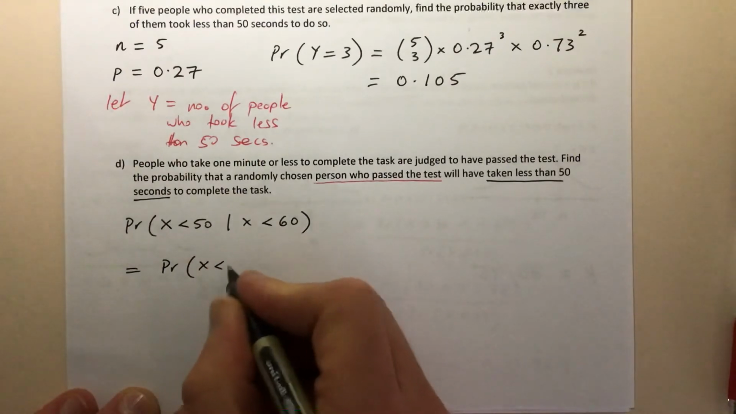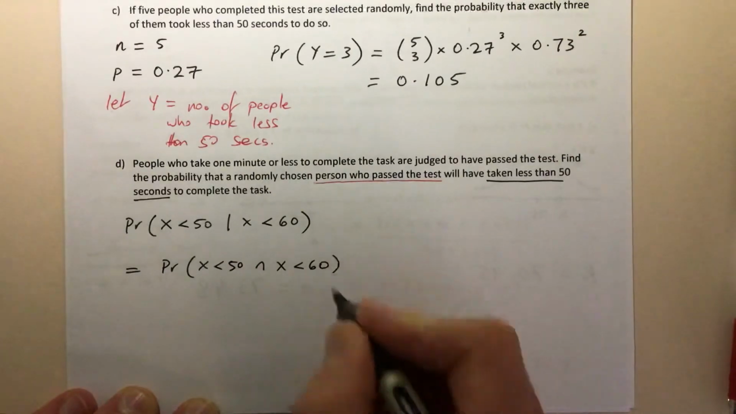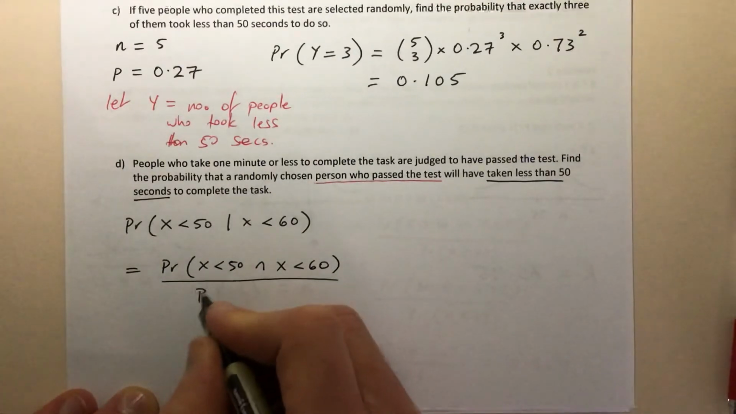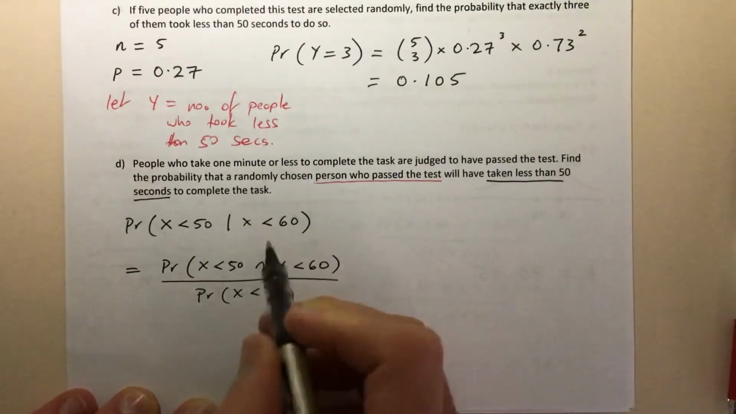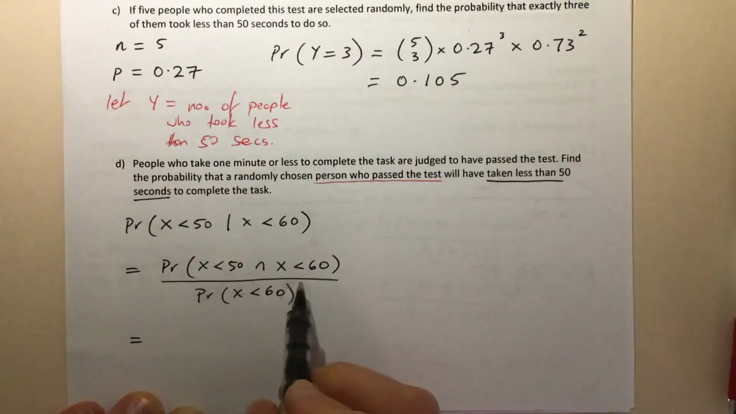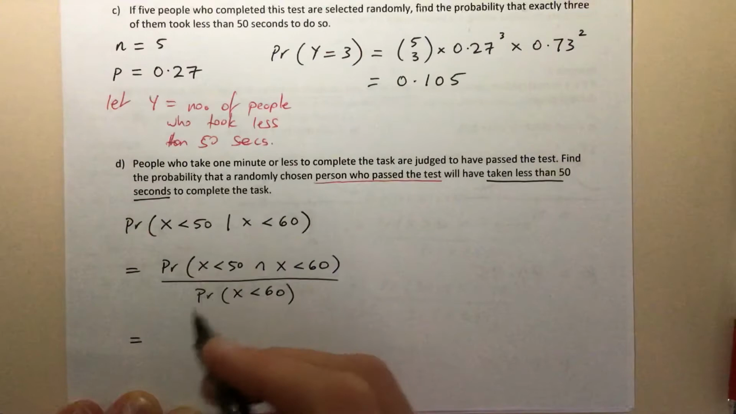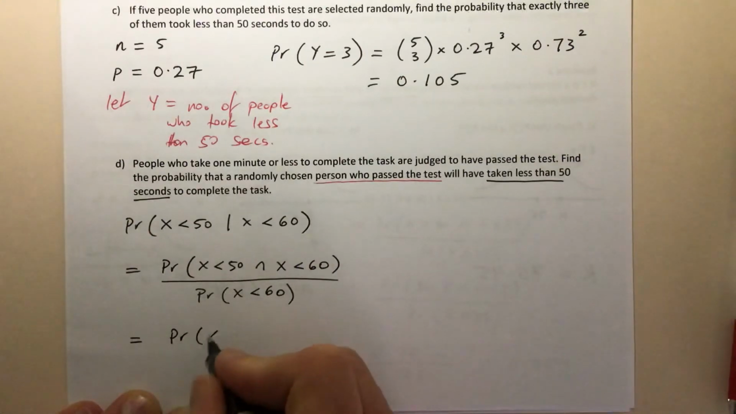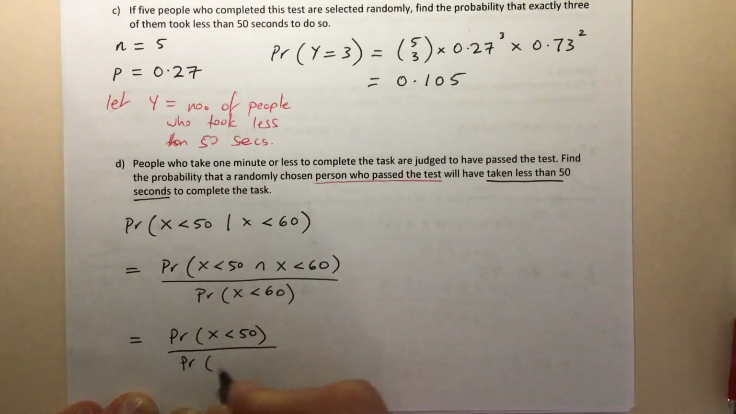So it's the probability of both over the probability of the second thing. All right, the probability on the bottom is always the probability of the condition that we know has occurred. And then we go from here. Now, if it's got to be less than 50 and less than 60, well, the intersection of less than 50 and less than 60 is just less than 50, over the probability that X is less than 60.